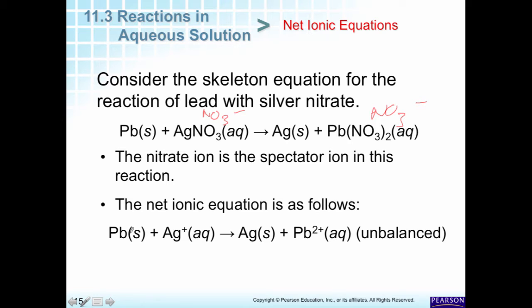So what do we have left? We have the lead, the silver ion, silver solid, and lead 2 plus. So is it balanced? Well, we've got 1 there, we've got 2 plus there. So to balance it, we must need 2 Ags, right? And actually, if we balanced up here, it would make sense because we've got 2 nitrates. So we could balance before, or we could just look at the charges and say, this is 2 plus, so we need 2 plus there. If we do that, that becomes 2 and that becomes 2. The leads are okay.